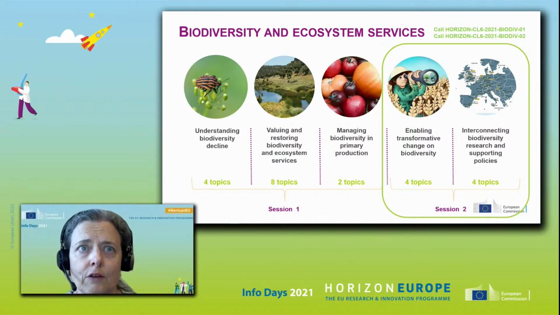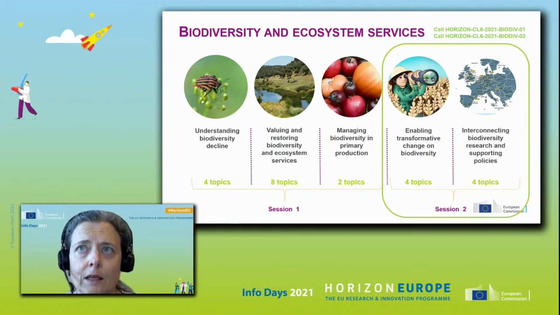Therefore, we propose the fourth heading in our destination, Enabling Transformative Change in Biodiversity, which is at the core of the objectives of the EU Biodiversity Strategy for 2030. This heading contains 4 topics in 2021, aiming to initiate processes, behavioral changes, and actions which are transforming the way we have an impact on biodiversity. It will fund socioeconomic and multidisciplinary research, including on the role of education, to develop knowledge and tools for biodiversity policymaking, and to accelerate transformative changes in our society that are relevant to biodiversity.